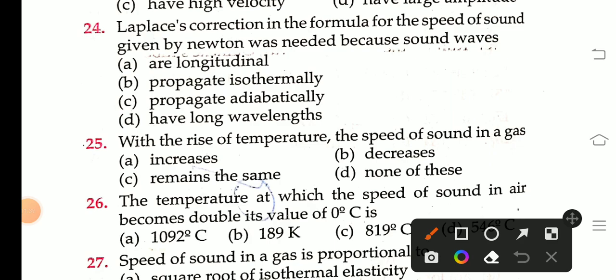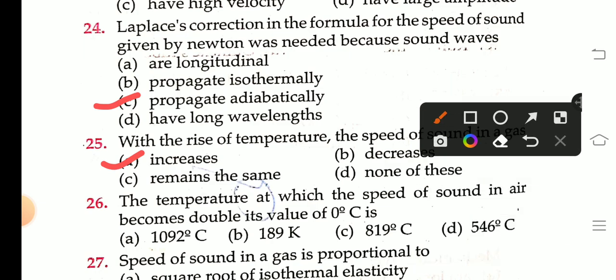Laplace correction in the formula for the speed of sound given by Newton was needed because sound waves, right answer option C, propagate adiabatically. Next, with the rise of temperature, the speed of sound in a gas, right answer option A, increases.